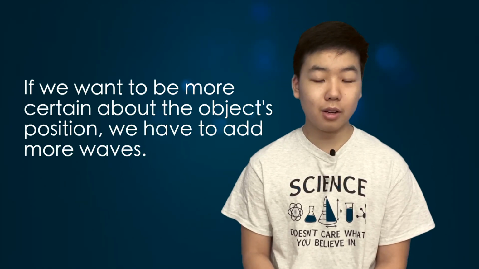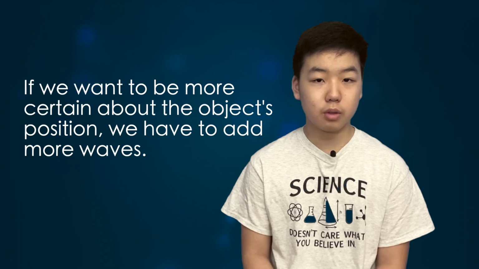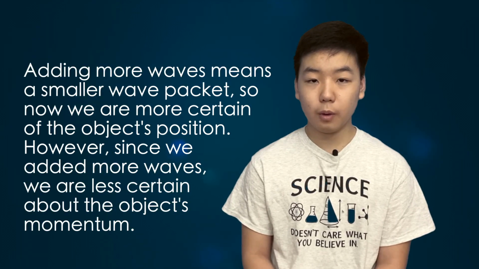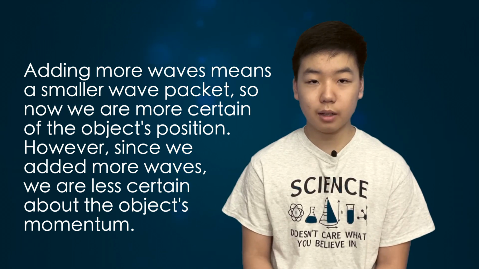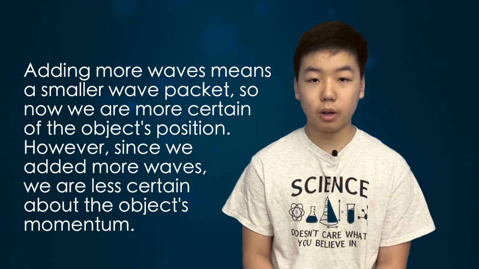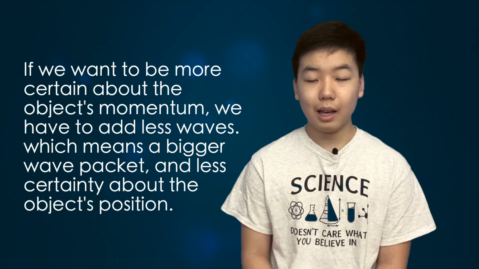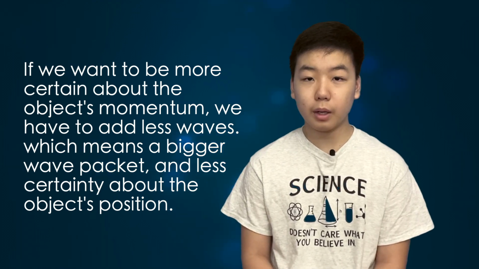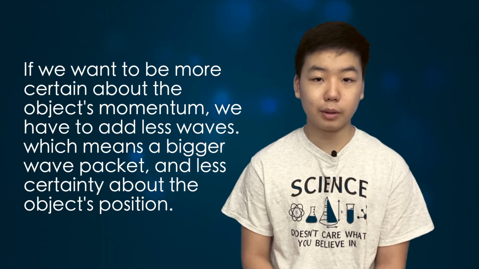If we want to be more certain about the object's position, in other words, reduce the position uncertainty, we have to add more waves. Adding more waves will make the wave packet smaller, so now we are more certain about its position. But because we added more waves, we are also less certain about its momentum now. If we want to be more certain about its momentum, we have to add fewer waves, which means a bigger wave packet and less certainty about the object's position. This is the Heisenberg Uncertainty Principle. The more you know about either the momentum or position of an object, the less you know about the other.